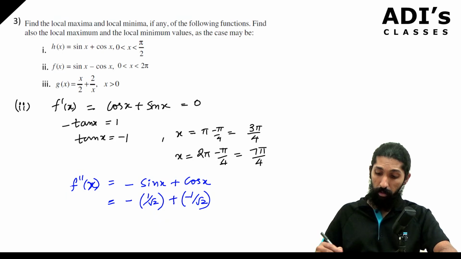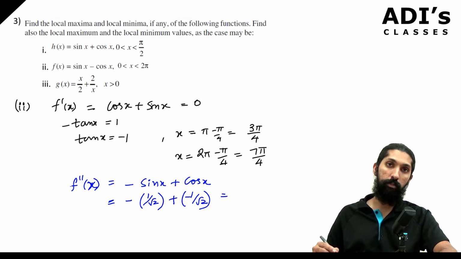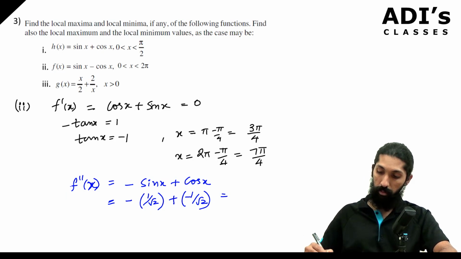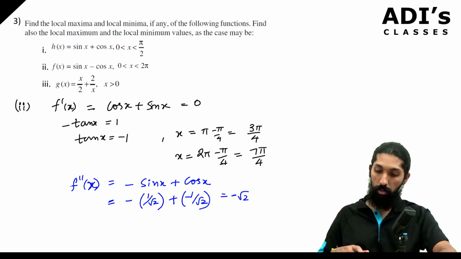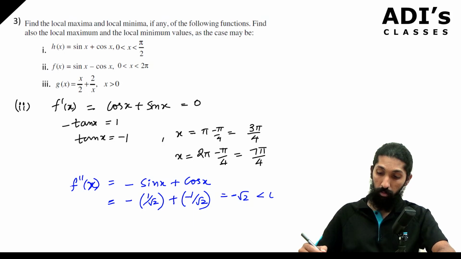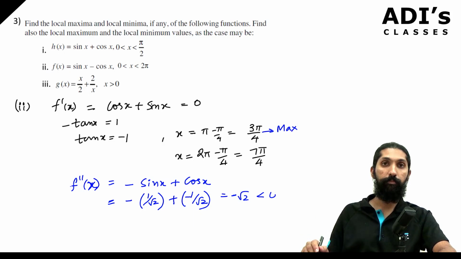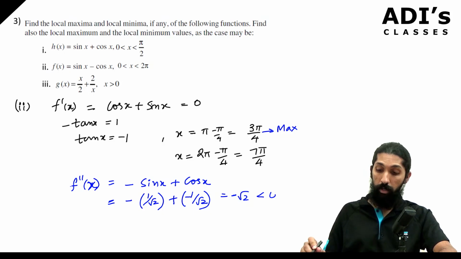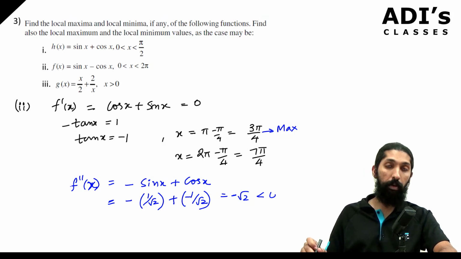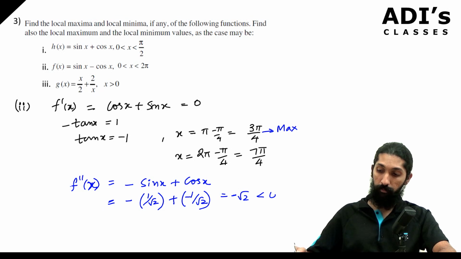So what do you get? Minus 1 by root 2, minus 1 by root 2, which is basically minus root 2, because you'll get minus 2 by root 2, right? That means f double dash of x is negative. Since this is less than 0, this point is going to be a maximum, correct? Now we are going to apply 7π/4. Let's do it here itself.